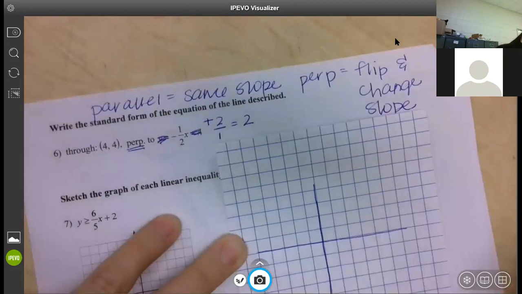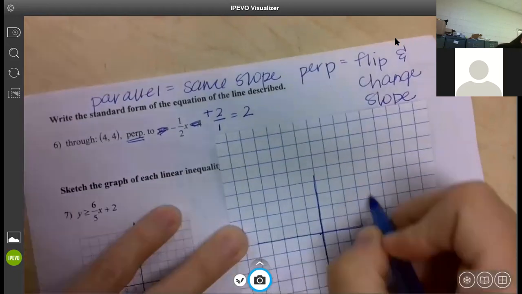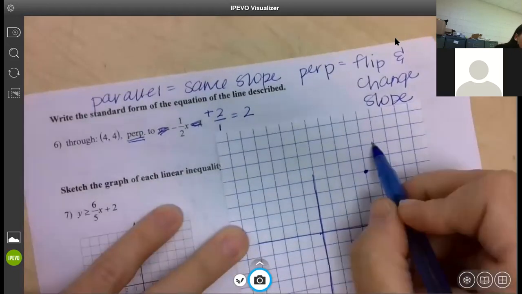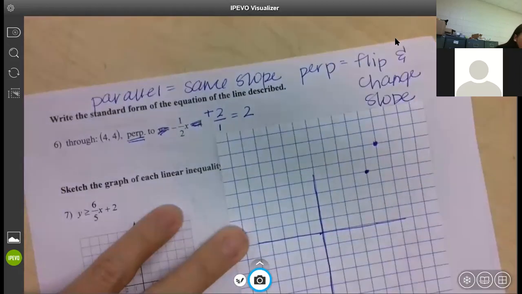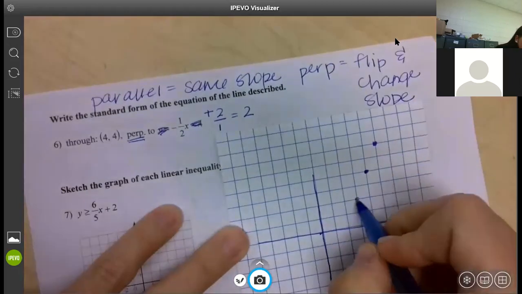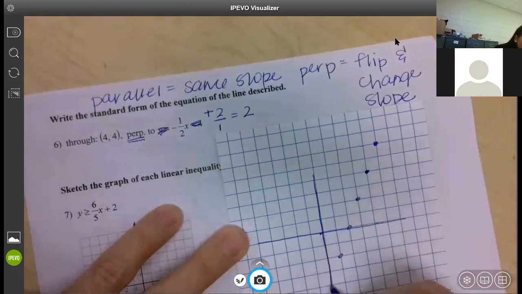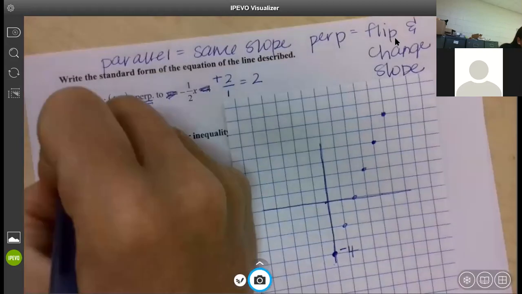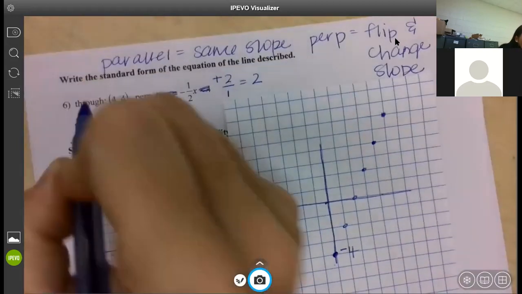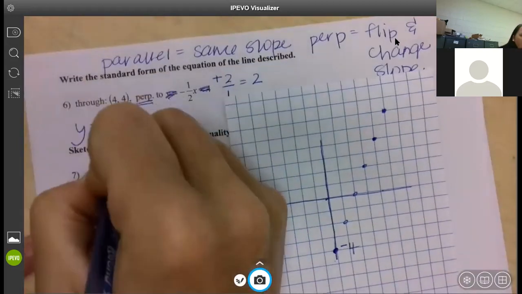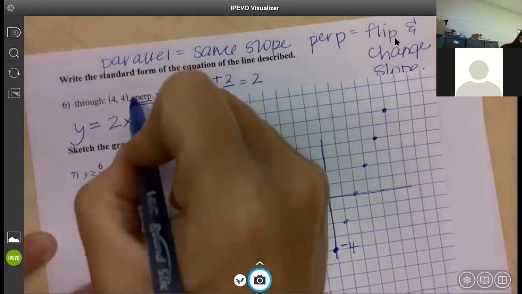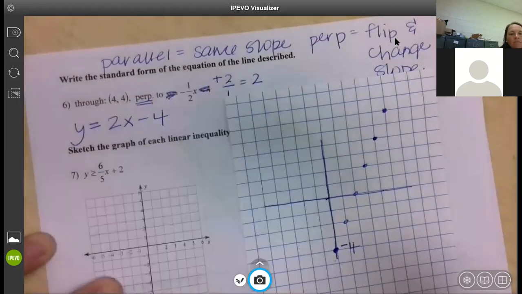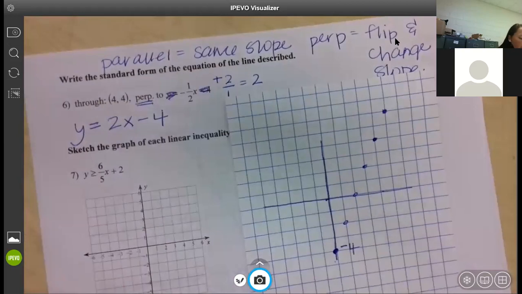It says it goes through 4, 4. Then we do rise 2, run 1. But that's not getting my y-intercept. I'm going to go down 2 and over 1 until I cross the y-axis, and I crossed it at -4. 1, 2, 3, -4. So my equation is y equals, my slope was 2, put an x with it, and then my y-intercept was -4. Again, it's easy to do when you graph.